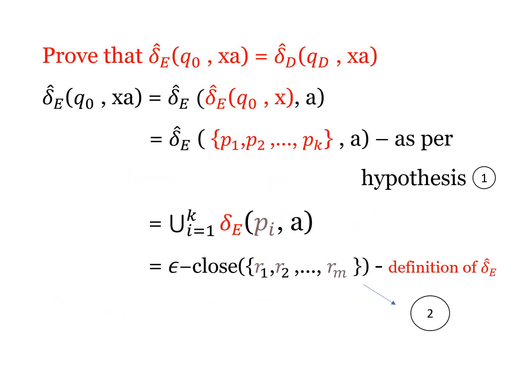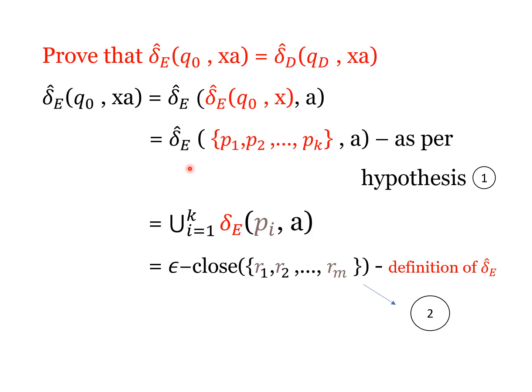So now we are taking our epsilon NFA transition. We are taking from Q naught, the start state of epsilon NFA, and then the string XA. As per the inductive hypothesis, we know that Q naught comma X, that is, in epsilon NFA starting from Q naught, processing the string X, we get a set of states P1, P2, etc. up to Pk. This one is true with respect to our hypothesis, with respect to our assumption.